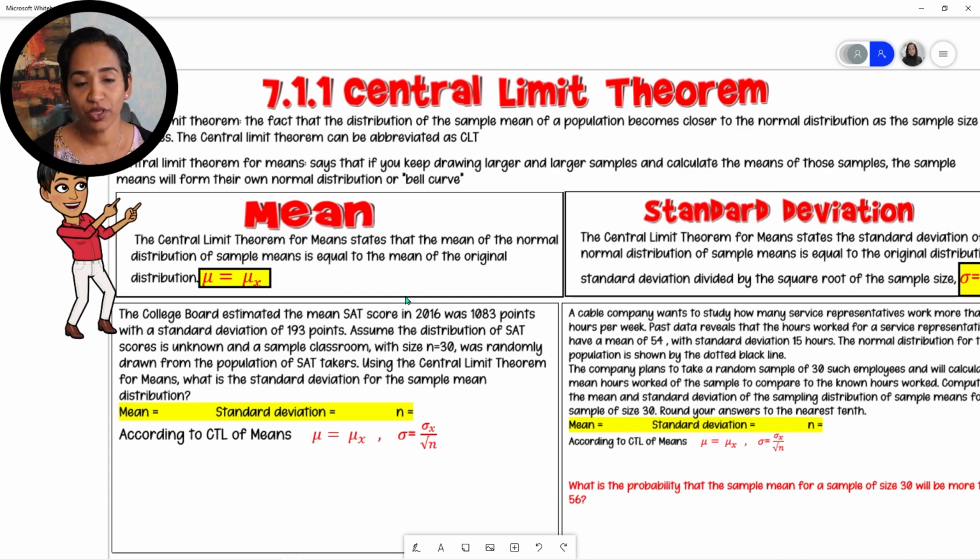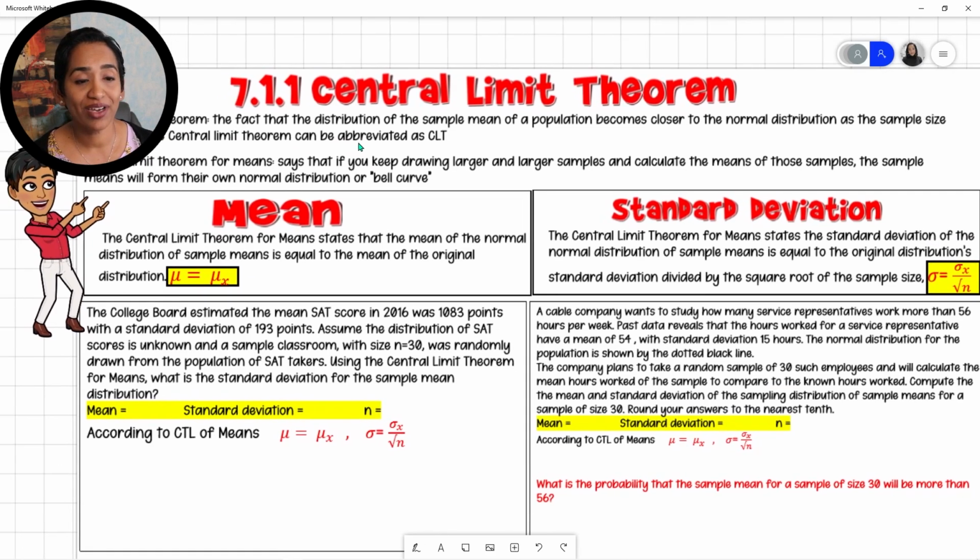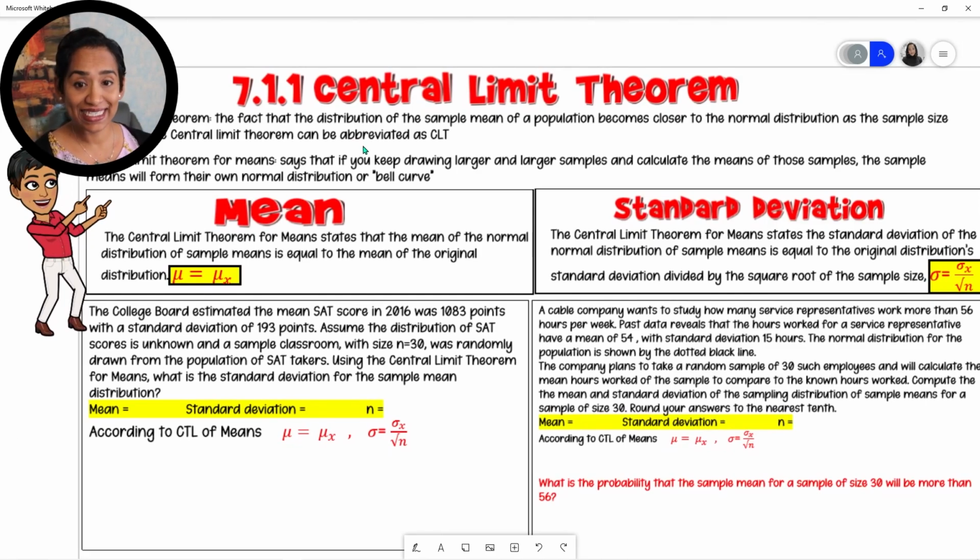The central limit theorem states the fact that the distribution of a sample mean of a population becomes closer to a normal distribution as the sample size increases. The central limit theorem can also be abbreviated as CLT.